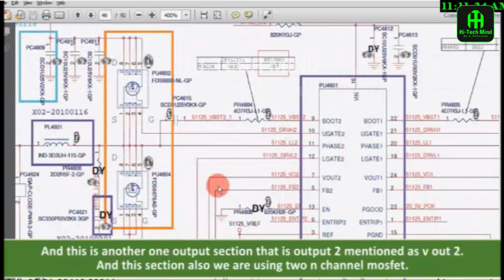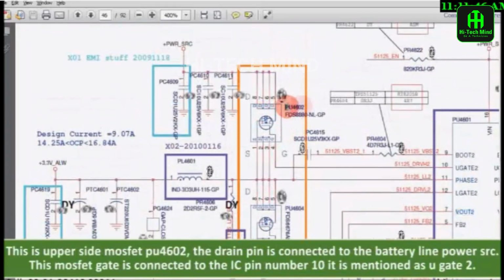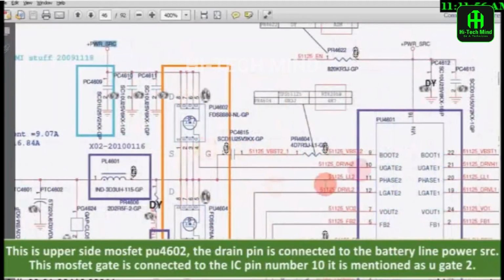And this is another output section, output 2, mentioned as Vout2. In this section also we are using 2 N-channel MOSFETs. This is the upper side MOSFET PU4602. The drain pin is connected to the battery line power SRC. This MOSFET gate is connected to IC pin number 10, and it is mentioned as U gate 2.